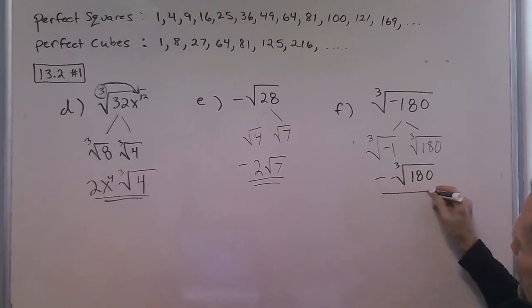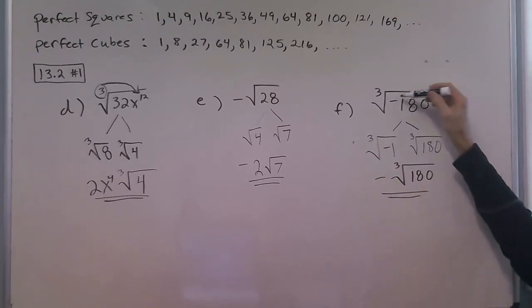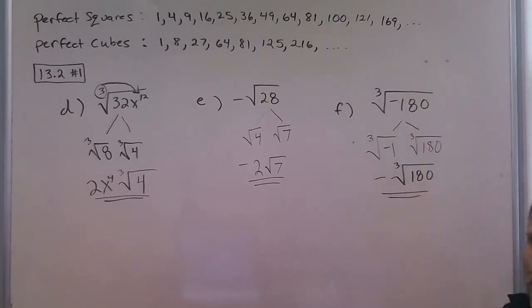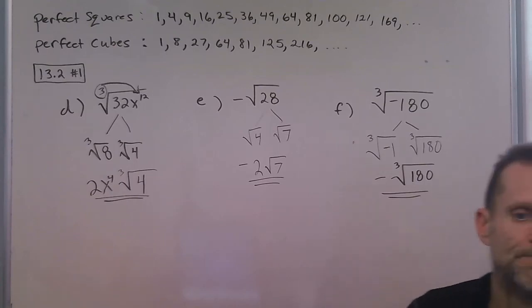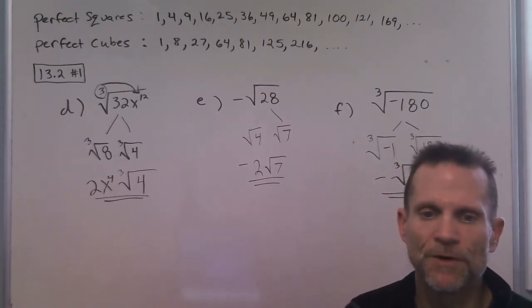Okay. Now you might be able to shortcut that and know that this negative is always going to come out front in the cube root problem. All right, we'll move on to do 3 more.